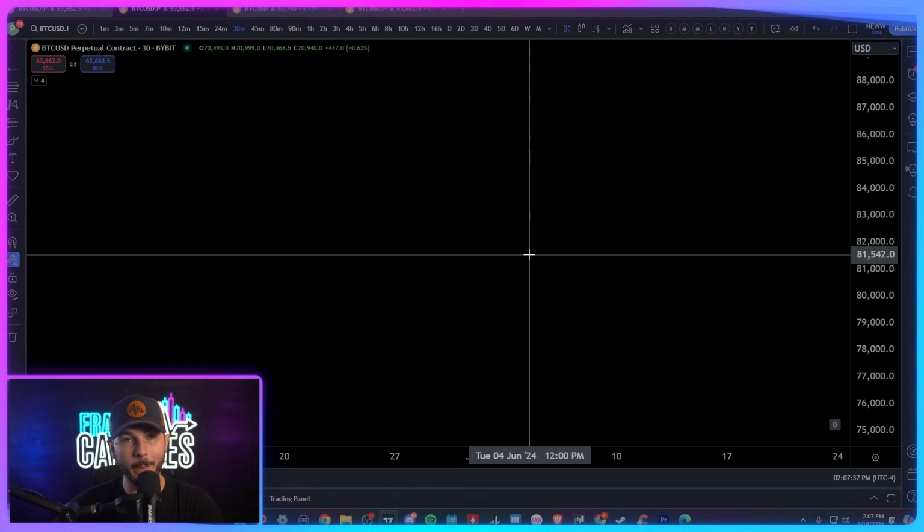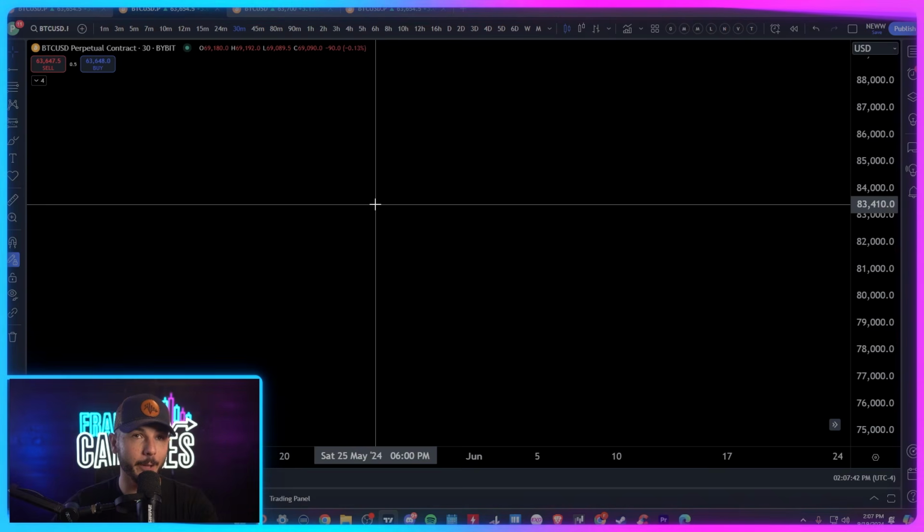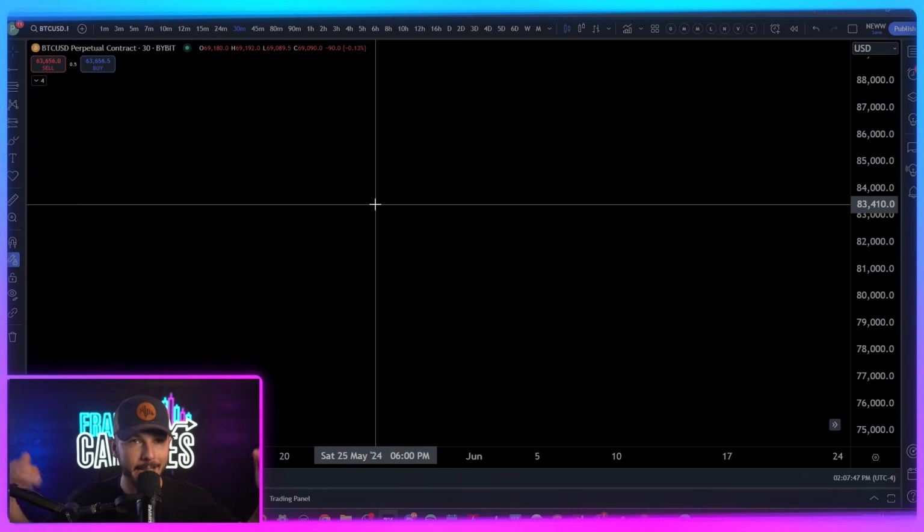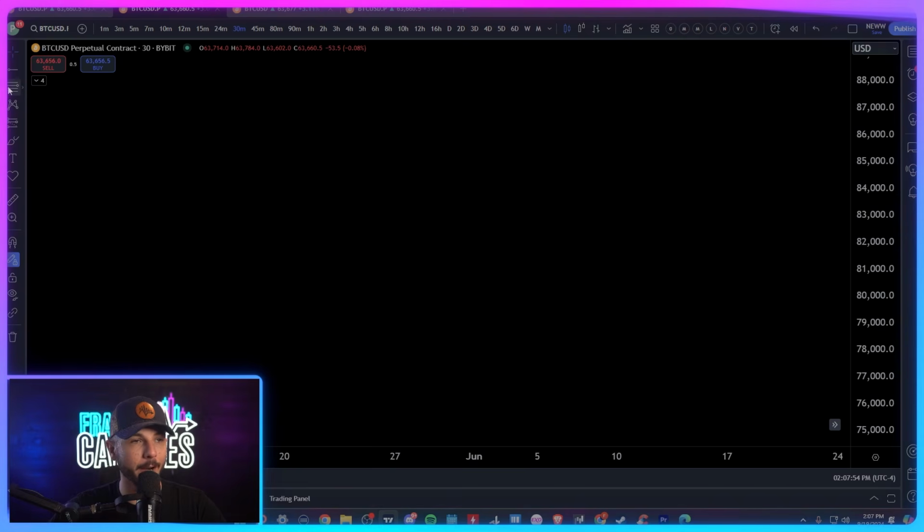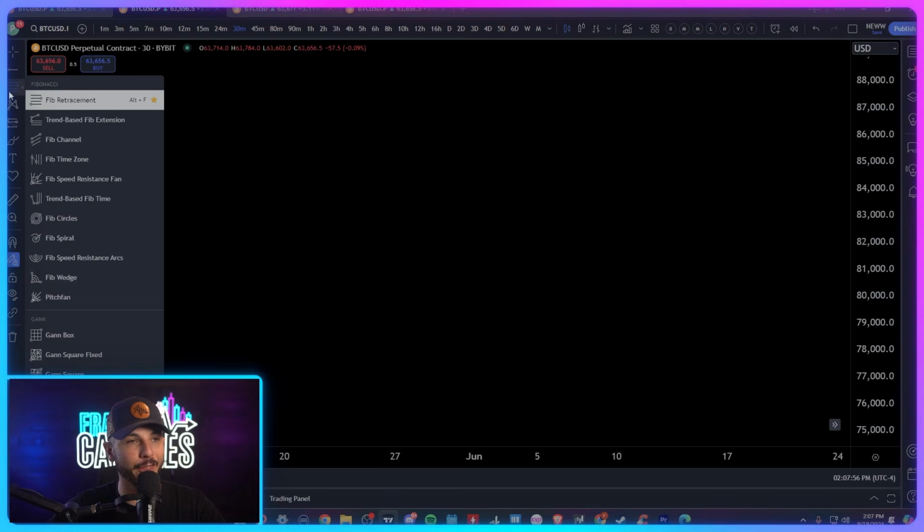Now, before we jump into actual examples, I do want to talk a little bit about my personal settings and the place that I find is the highest likelihood area to get those lower highs and higher lows. If we come over to the left side of TradingView, you want to come to the third tool here and click on that. Go ahead and select Fibonacci retracement.